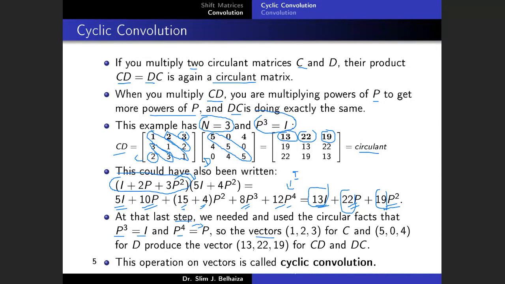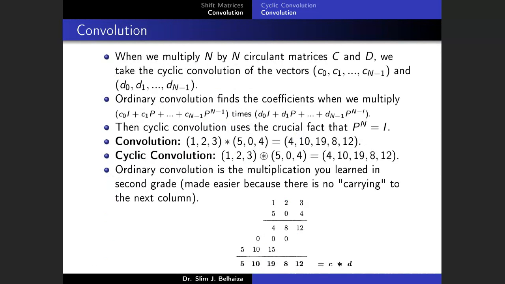So the vectors 1, 2, 3 for C and 5, 0, 4 for D produce the vector 13, 22, 19 for CD and DC. And this operation is quite important. It's called cyclic convolution. Okay? But in fact, you knew convolution way before. You were very young when you studied convolution. It was in second grade, primary school.